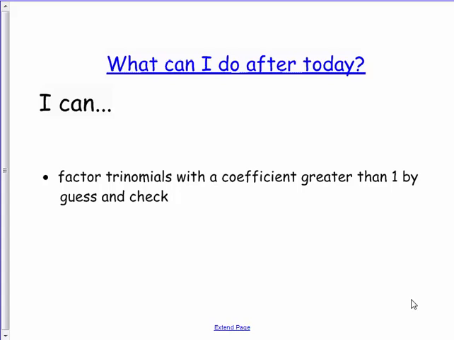This is Senior Algebra, Section 6.3. Today we are factoring trinomials that have a leading coefficient greater than 1 by using guess and check.